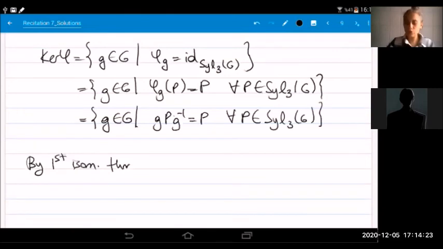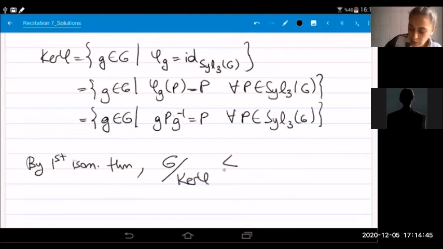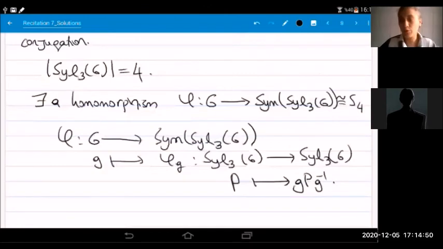we are not always using the explicit definition of kernel, but just as an exercise, I'm writing it, okay? Sometimes we use the explicit definition, but sometimes we don't. Don't think about it. By the first isomorphism theorem, G over kernel phi is isomorphic to a subgroup of S4, right? Because the symmetric group of this set is isomorphic to S4, as the size of this set is 4.